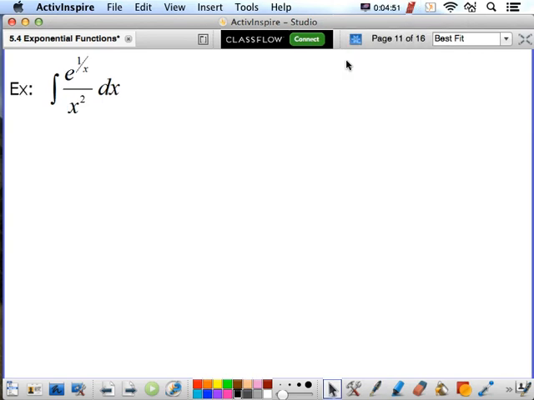Next example. We have the integral of e to the 1 over x all over x squared with respect to x. So the first thing we're going to do is rewrite all of those fractions as negative exponents. So the top becomes e to the x to the negative 1. Remember from a long time ago that 1 over x is written as x to the negative 1 in order to take its derivative. And x squared on bottom becomes x to the negative 2 on top.